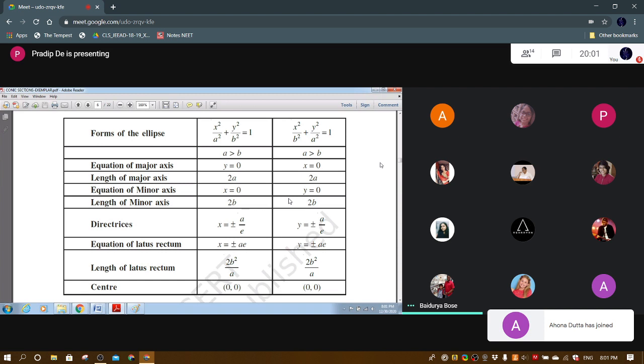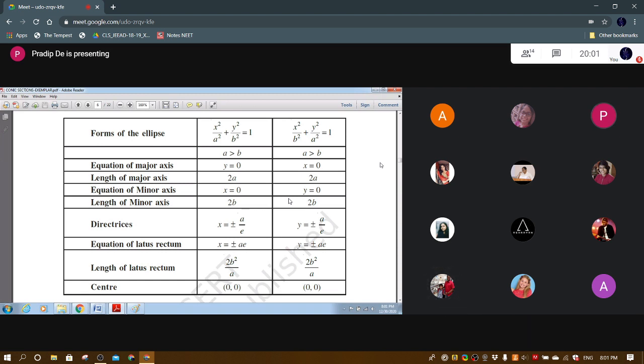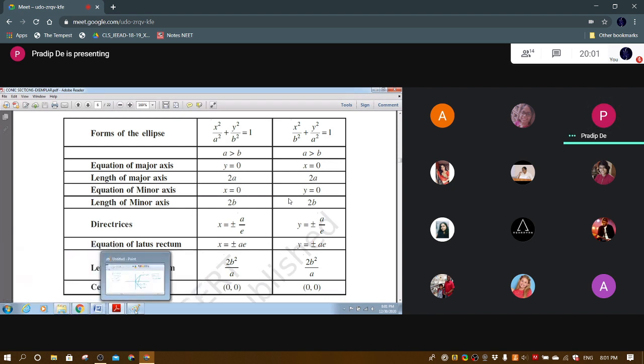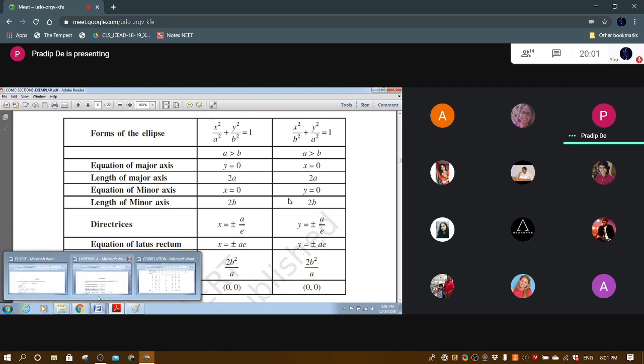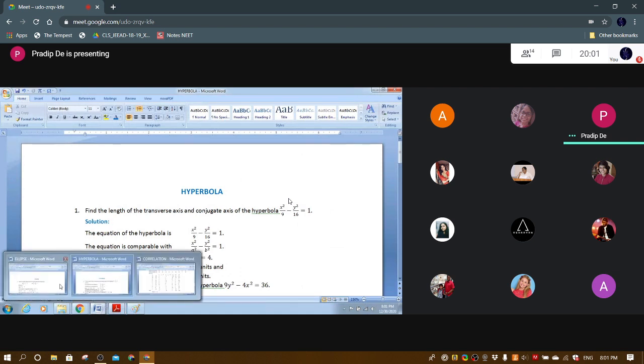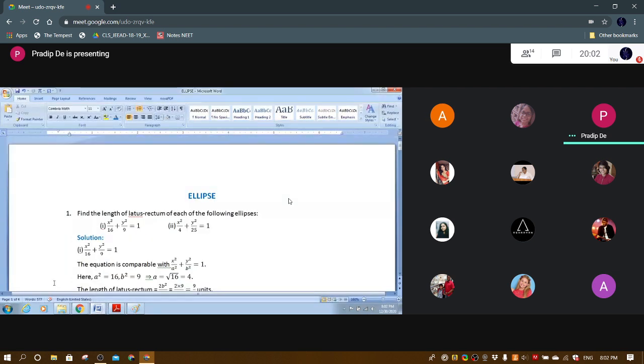Yes, sir. Done. Okay, now have a look at few examples. Number 1, find the length of the latus rectum of each of the following ellipses.